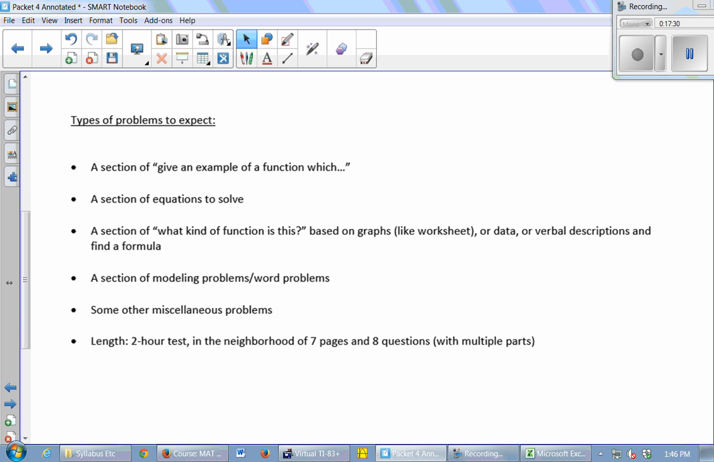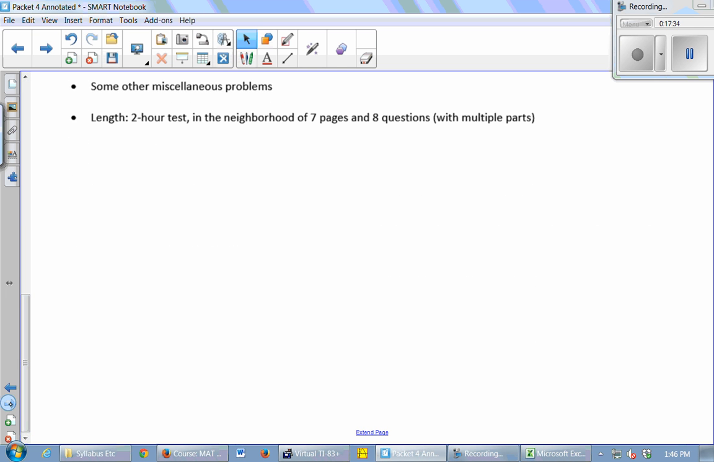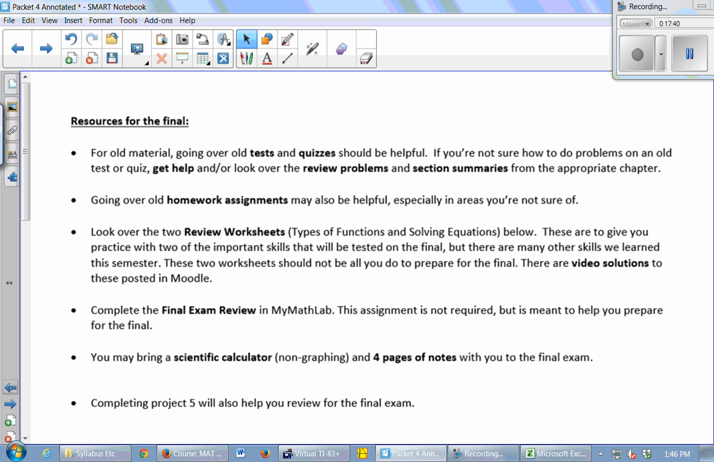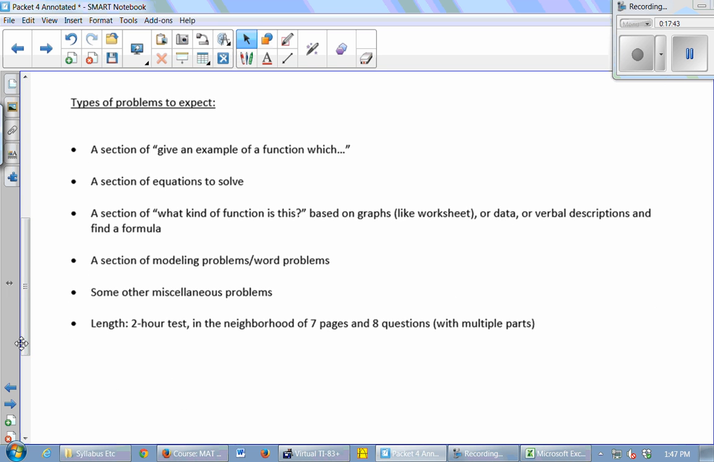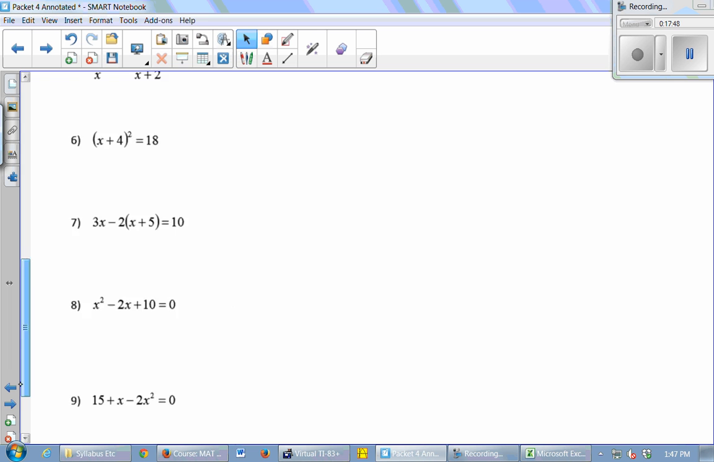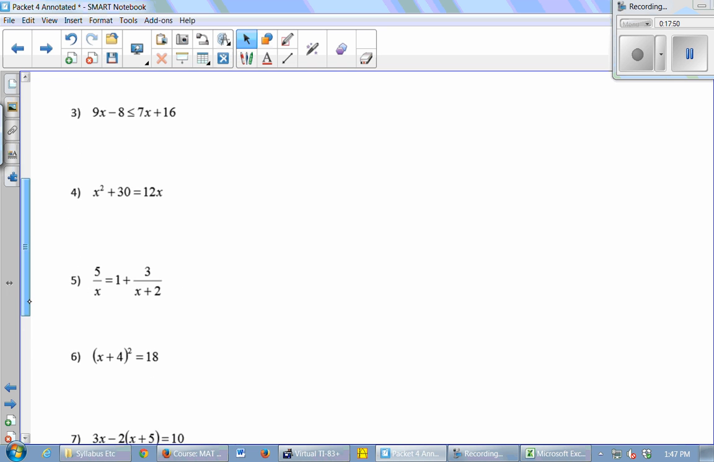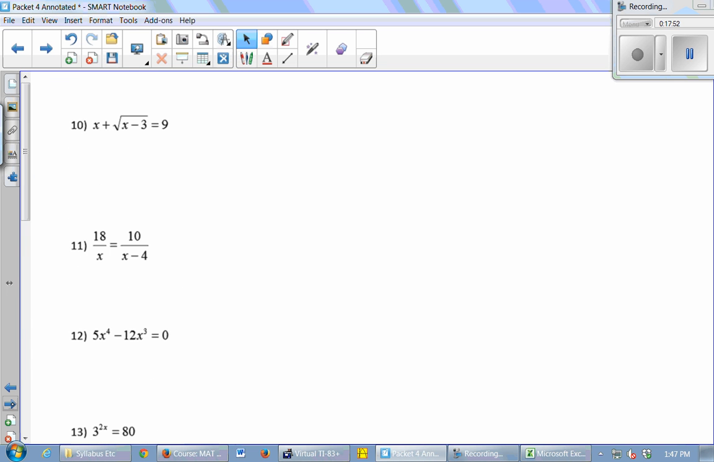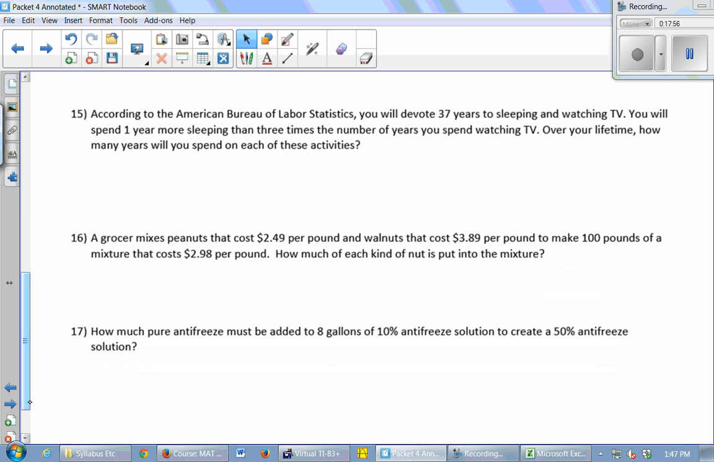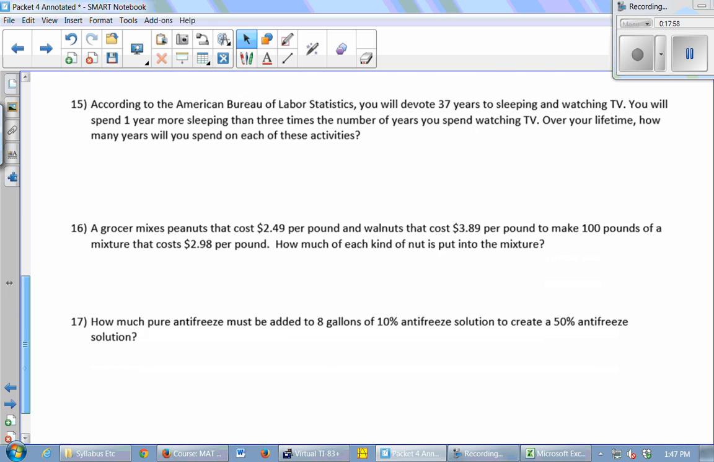Yep, 7 pages, 8-ish questions. So you have a lot of practice with most of the kinds of questions that are going to be on here. We've got a section of equations to solve, and I gave you a bunch of practice equations, right? And then you've got a section of word problems, and you've got several word problems to practice with here.